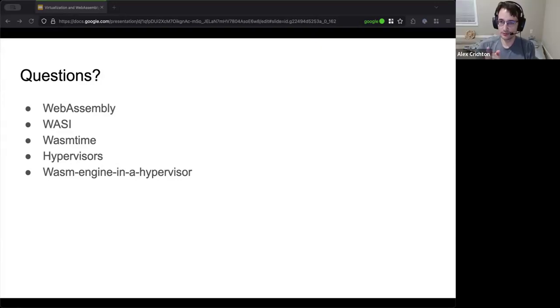I see we have one already. I mentioned that WebAssembly is a kind of an alternative to containers and VMs. Now Docker is implementing a new container engine on top of WebAssembly. Any insights on this trend? Will this introduce extra latency?